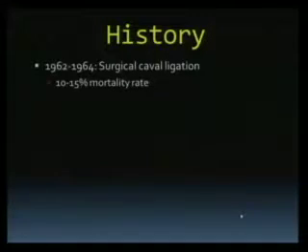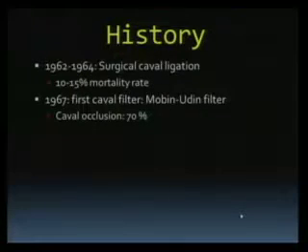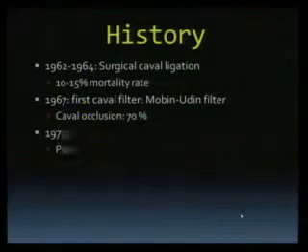Historically, the thing that we did in the past was surgical ligation in 1962 to 1964, but the mortality was 10 to 15%. And then in 1967, the first cava filter was introduced. It's called the Mobin-Uddin filter. It's like a partially open umbrella, but it's more solid than the filters that we have today. There are perforations. You could just imagine that the caval occlusion was as high as 70%.